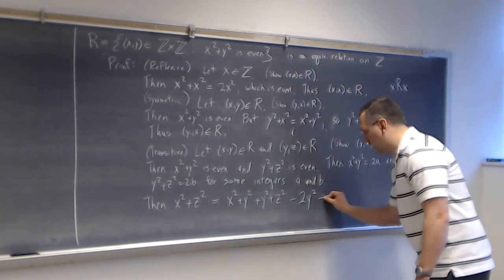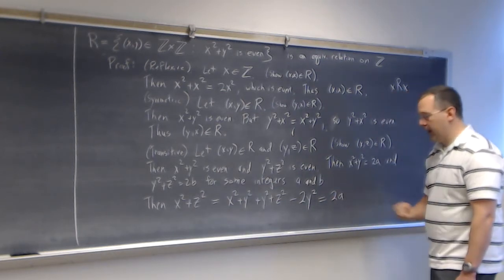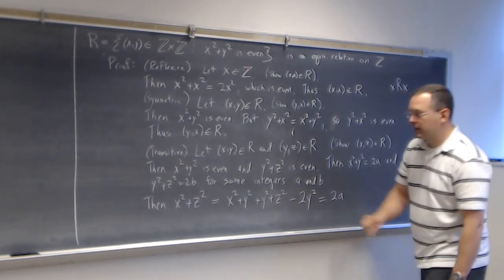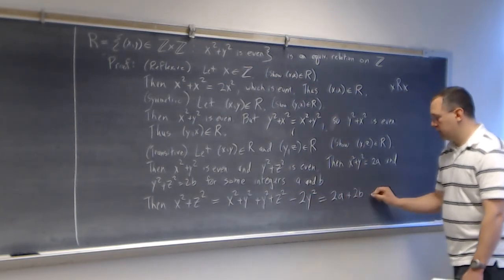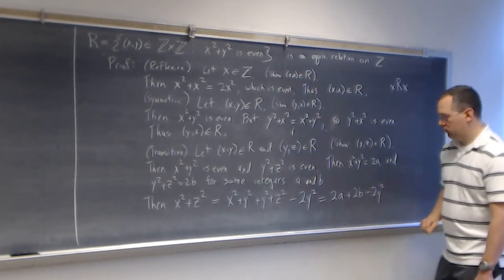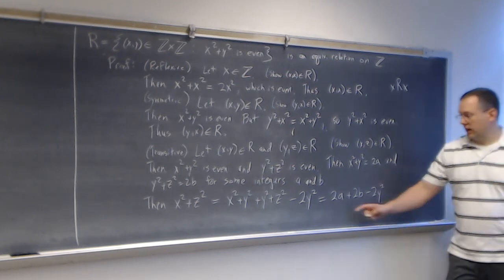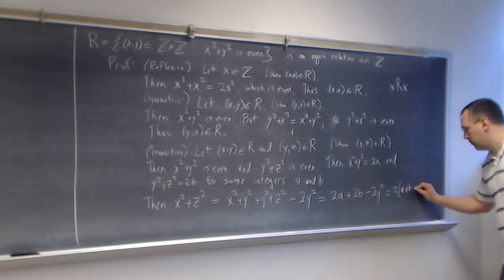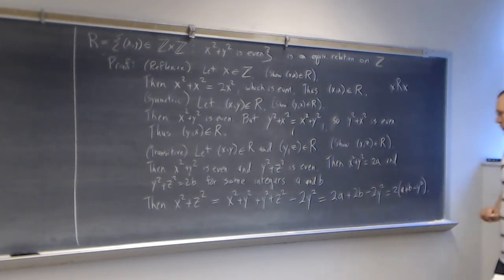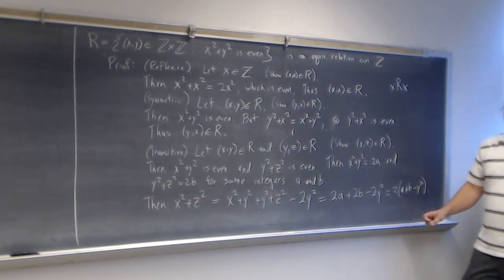But here's why we do that. Because now I can write x squared plus y squared as 2a, and y squared plus z squared as 2b, and this is minus 2y squared. This looks even to me. I can factor out 2. This looks like 2 times (a plus b minus y squared). Okay, so I'm convinced that x squared plus z squared is even. It looks like 2 times an integer.